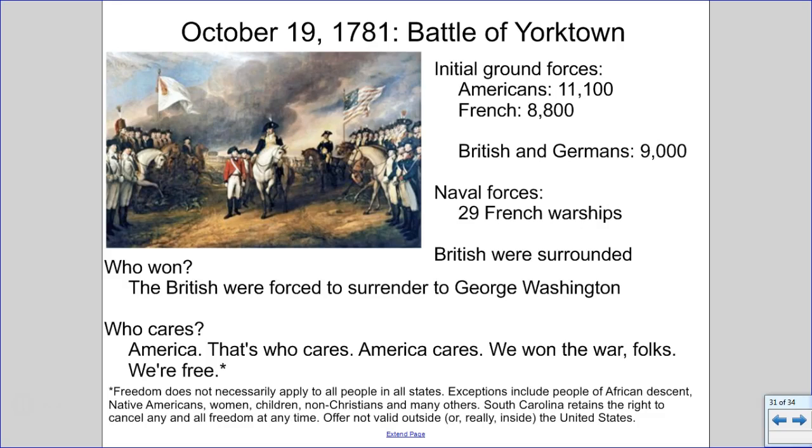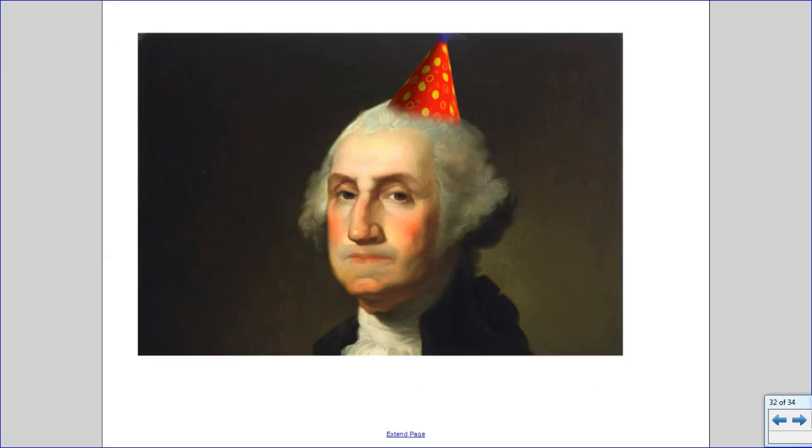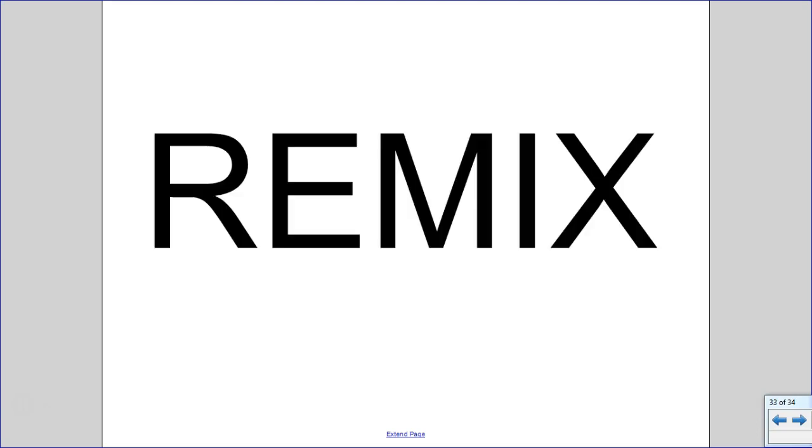Freedom does not necessarily apply to all people in all states. Exceptions include people of African descent, Native Americans, women, children, non-Christians, and many others. South Carolina retains the right to cancel any and all freedom at any time, often not valid outside, or really, let's get down to it, right now, the inside of the United States. And that makes George Washington happy. Yay! Look how happy he is.